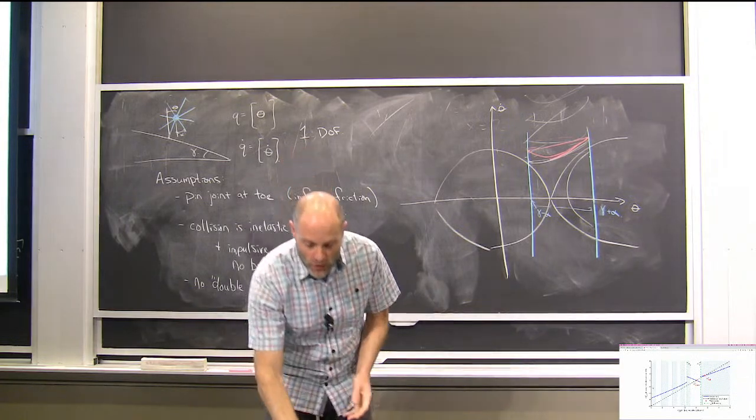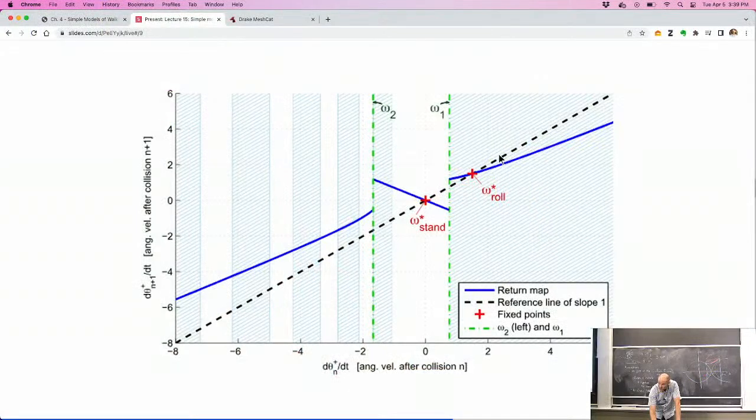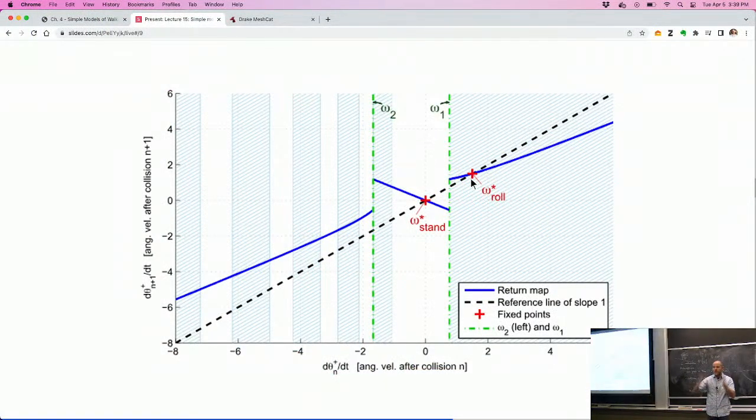So the graphical analysis way to analyze the system is to iterate that blue curve. But we can use Lyapunov arguments to actually conclude that those regions are all in the region of attraction.